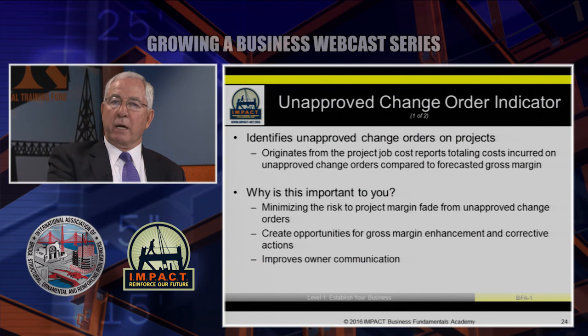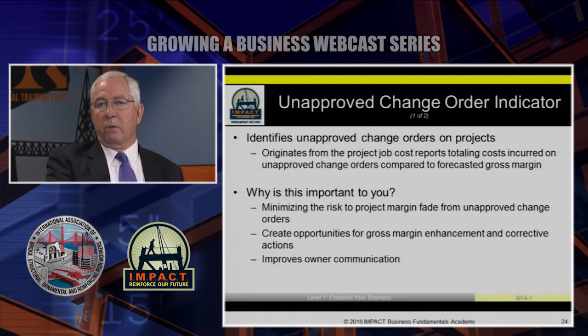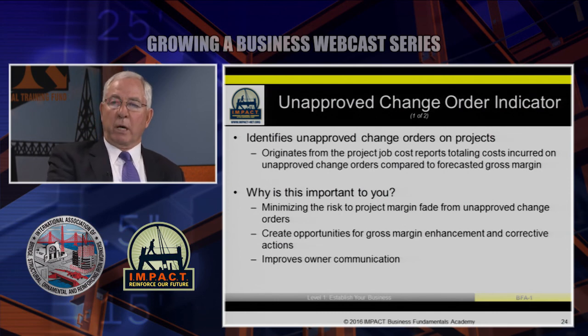Because even if they're not approved, chances are that the construction has already taken place, the costs being incurred, and it will show up as an underbilling if they don't get those change orders approved. And so it minimizes project margin fade, because these change orders that get negotiated at the end are not as large and usually have to be negotiated down. And it creates margin enhancement and corrective actions if there's a problem getting these approved.